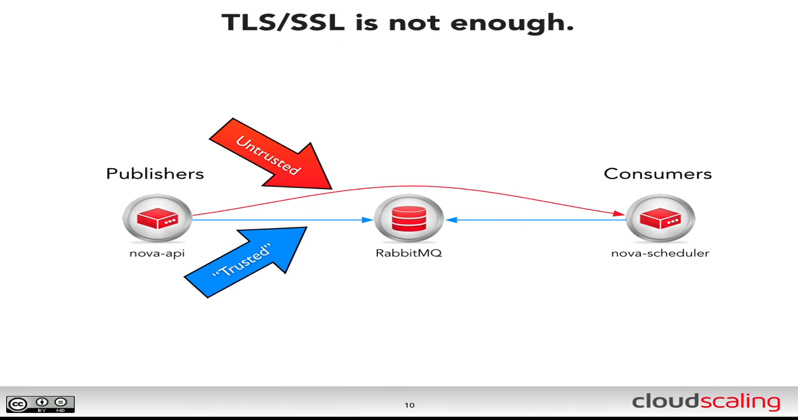One is that you have a central point that encrypts and decrypts all the messages, so there's now an unencrypted form, and theoretically somebody could get into that system, the RabbitMQ server, into the messaging system, and actually do a man-in-the-middle attack there. Additionally, it doesn't give us role-based access controls.